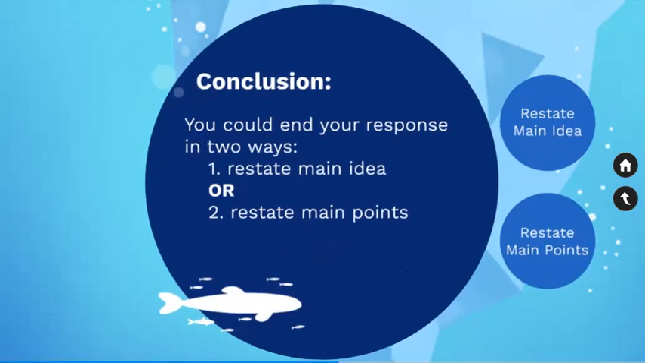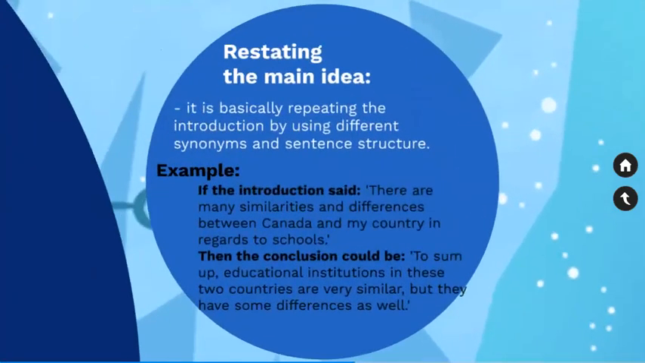Let's see some examples. So if you restate the main idea, you're basically repeating the introduction, but you're using different synonyms, and try to use a different sentence structure as well. This way your answer doesn't sound repetitive. So one example could be, if the introduction said there are many similarities and differences between Canada and my country in regards to schools, then in the conclusion you could say, to sum up, educational institutions in these two countries are very similar, but they have some differences as well.